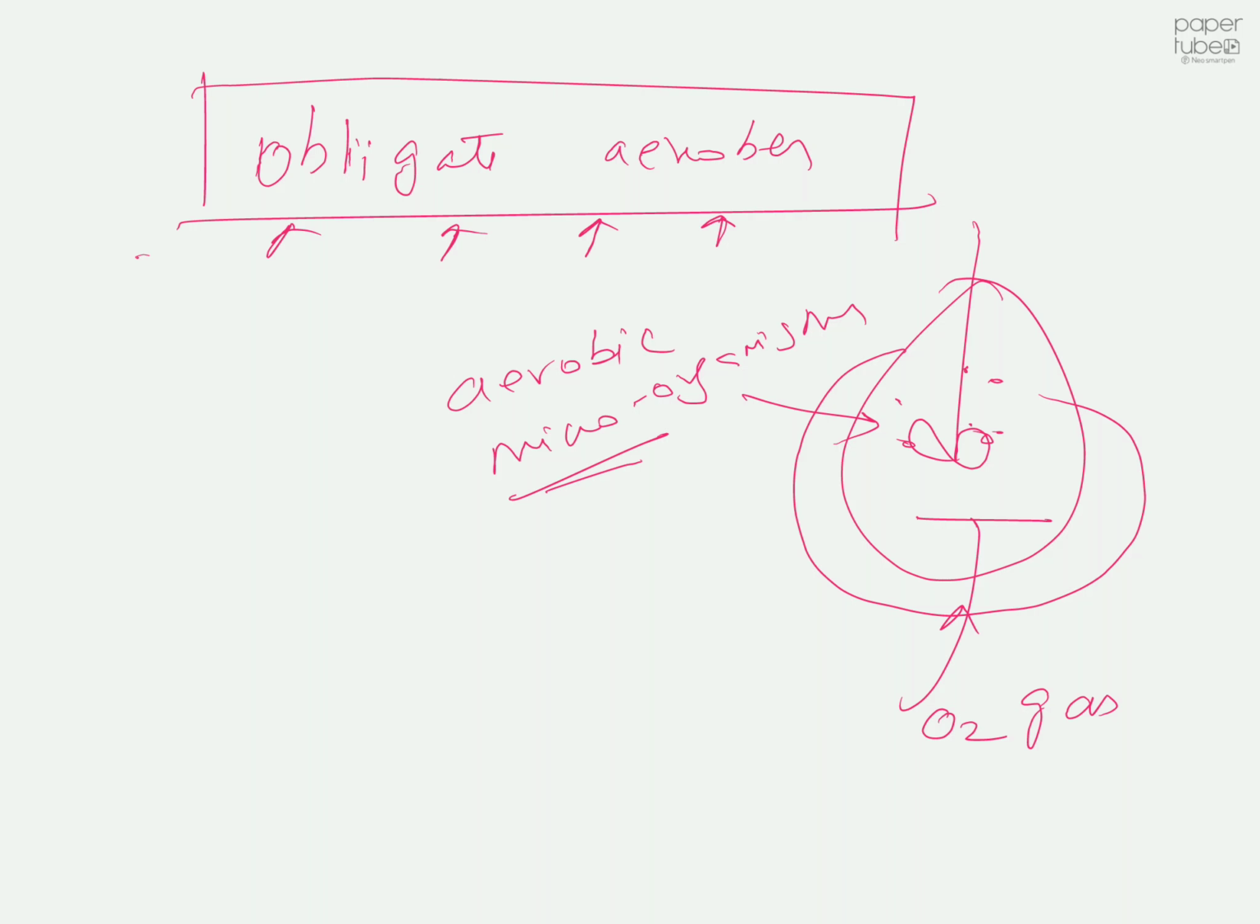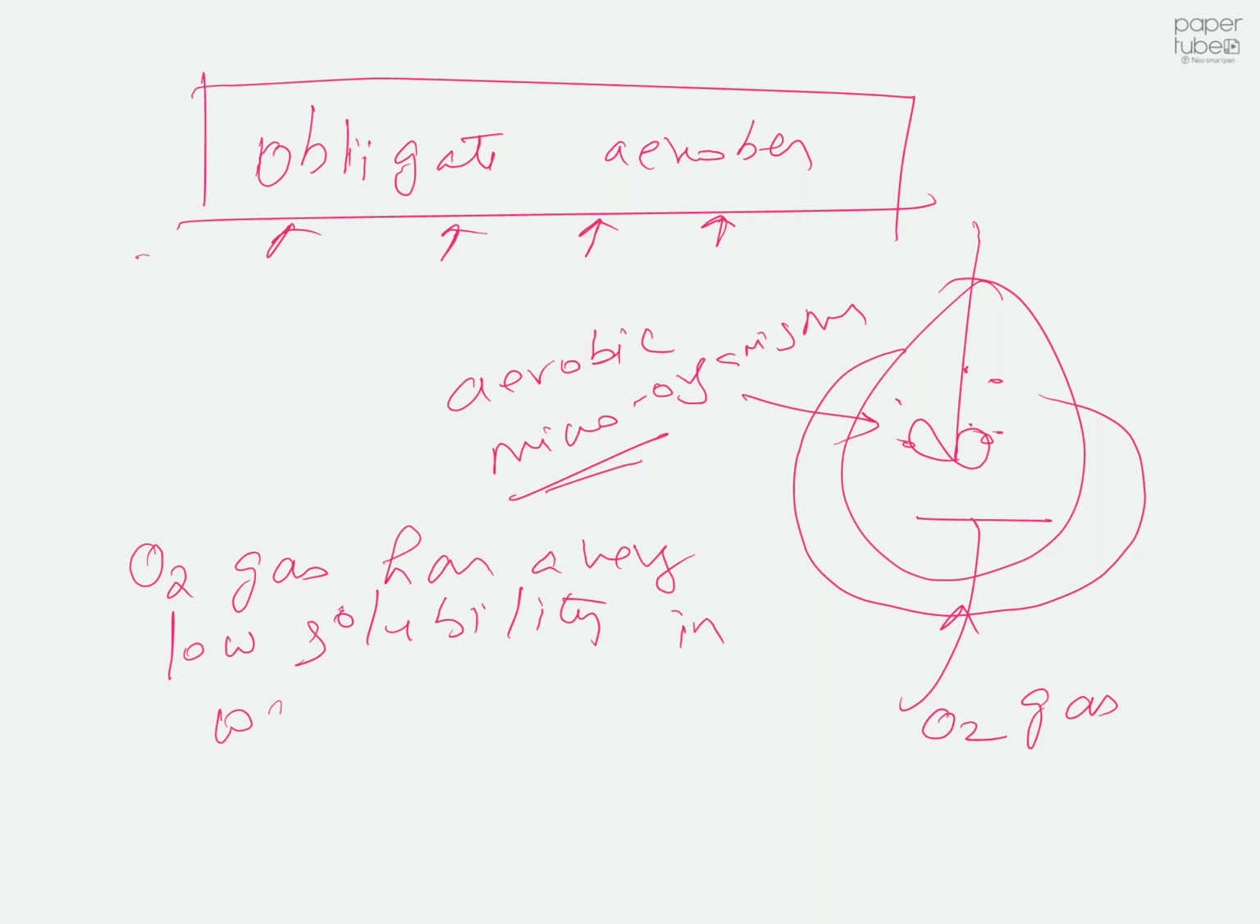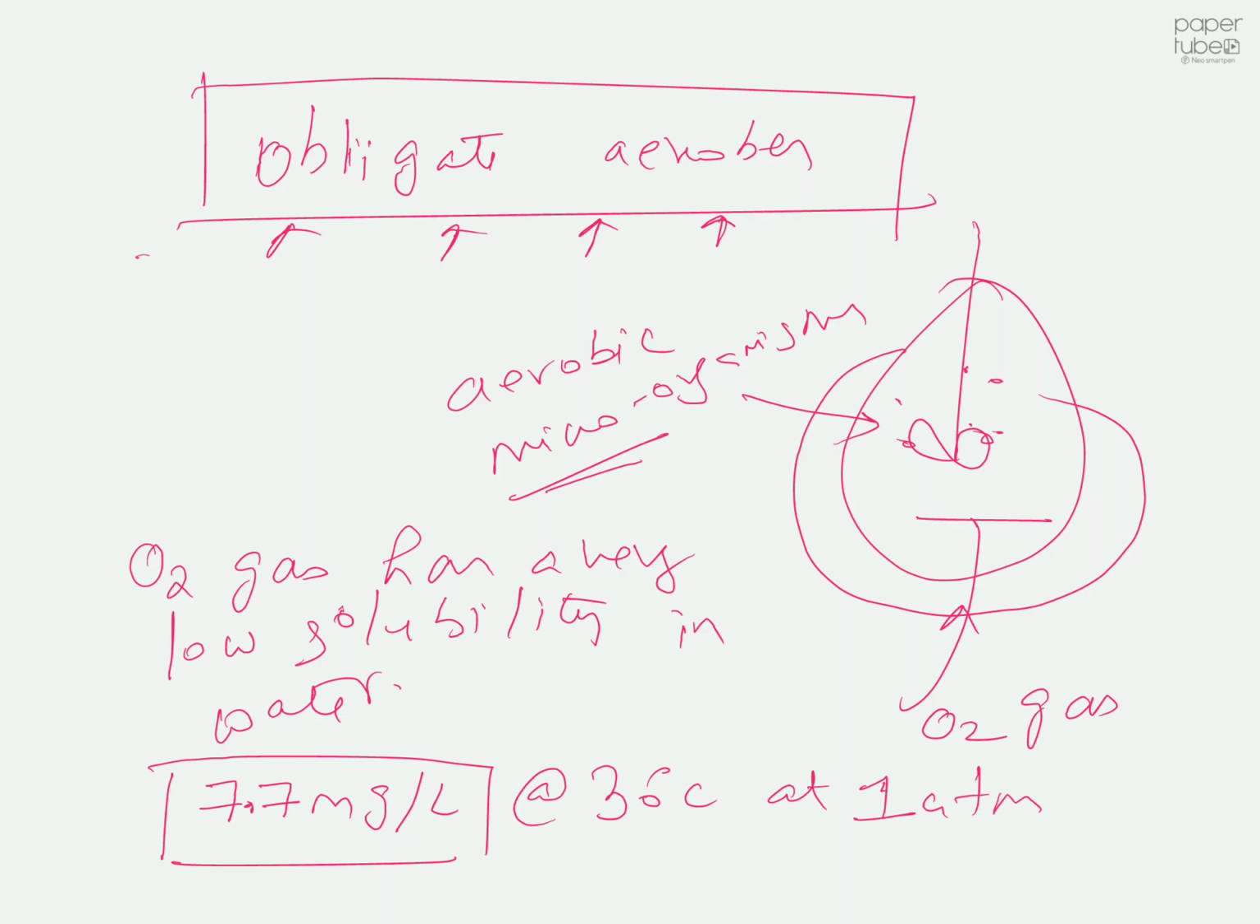One more thing you have to remember about oxygen: oxygen gas has a very low solubility in water. It has a solubility of roughly 7.7 milligrams per liter at 30 degrees centigrade and atmospheric pressure, say 1 atmosphere. 7.7 milligrams is really a negligible quantity, which means the gas solubility is very low.